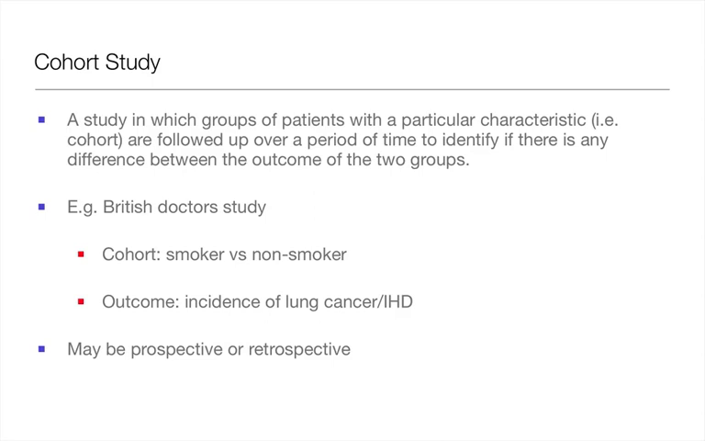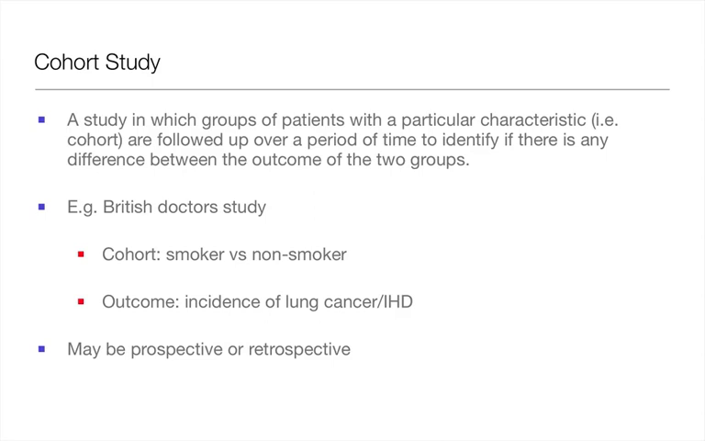Cohort studies involve identifying a group of patients with a particular characteristic, in other words, the cohort, and this group of patients are followed up over a period of time to see if there is any difference between the outcome of the two groups. So, for example, the British Doctors Study looked at a very large group of doctors from the 50s over several decades to investigate the risks of developing lung cancer and ischemic heart disease if the individual was a smoker or non-smoker.